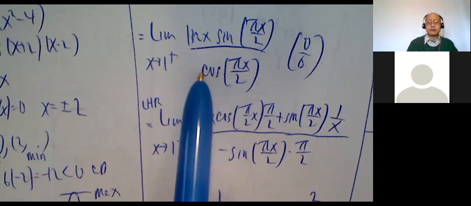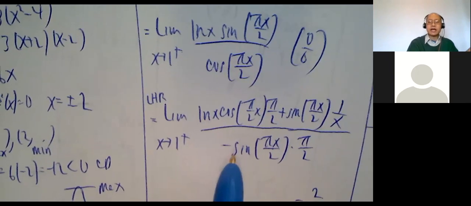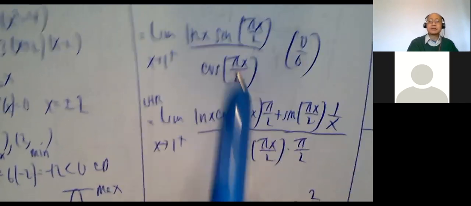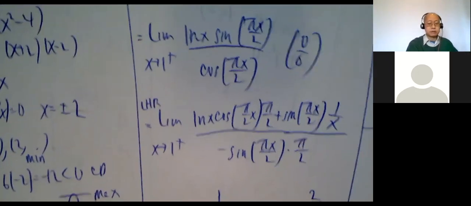Okay, what's the derivative of the bottom? Derivative of cosine of blah, blah, blah, negative sine, blah, blah, blah, times the derivative of the inside, which is again pi over 2.